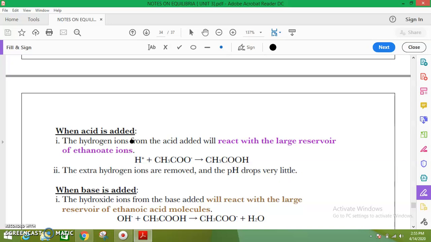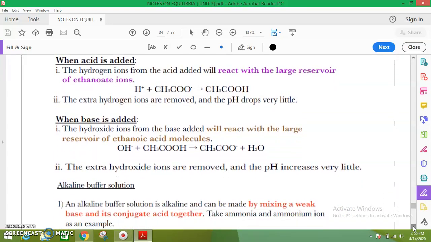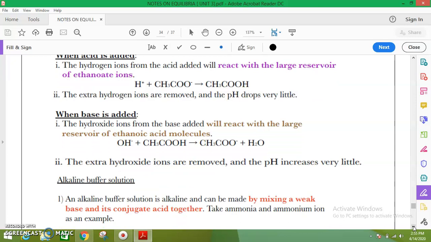So what happens by adding acid to an acidic buffer? This is your answer: the pH drops very little. Now what will happen when base is added to an acidic buffer? When you add OH⁻ to ethanoic acid, you get the ethanoate ion and water. So when you add OH⁻, these hydroxide ions are removed and the pH increases very little. Look here: when you add acid, the pH decreases very little. When you add base, the pH increases very little.